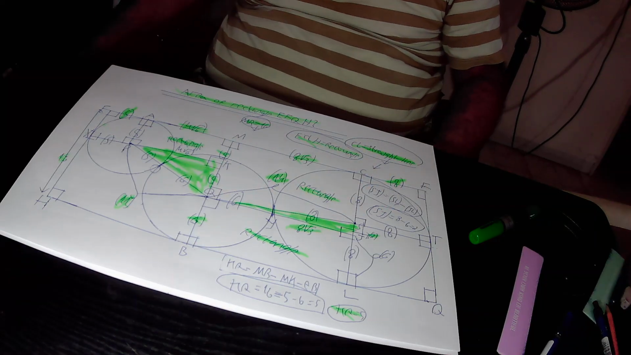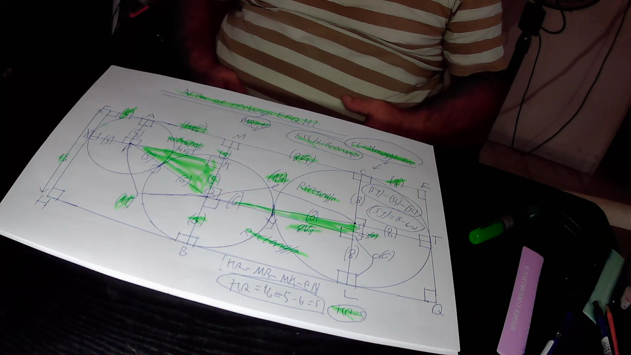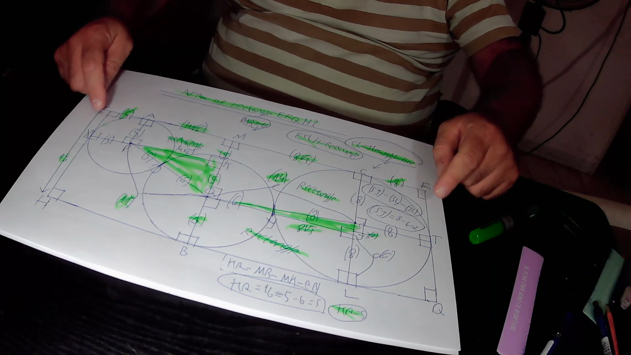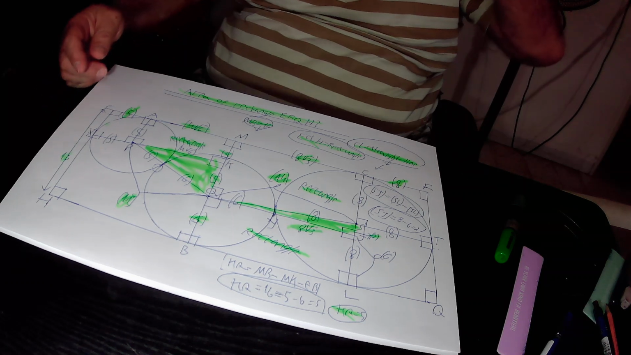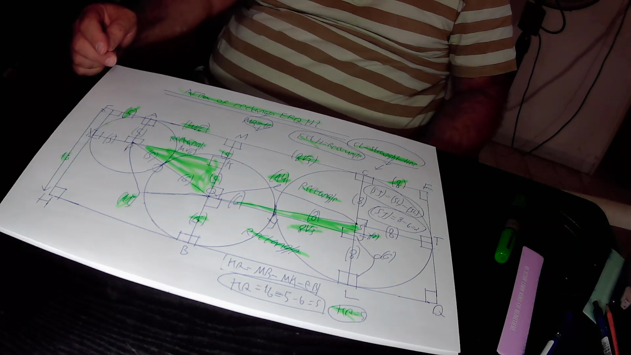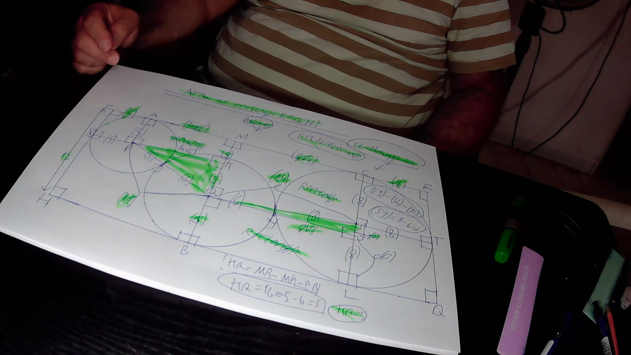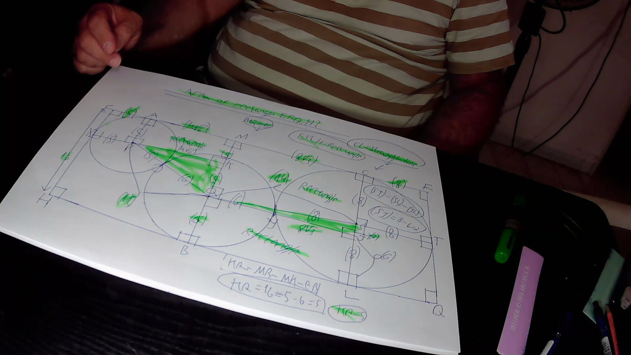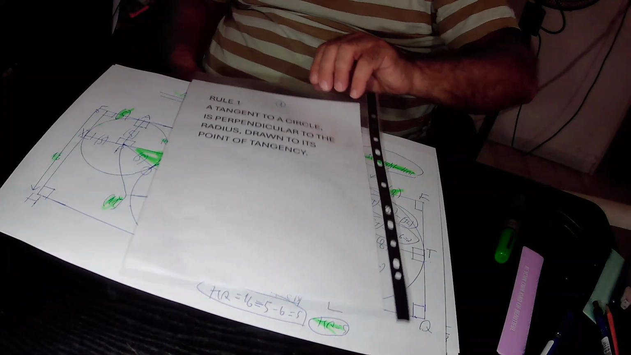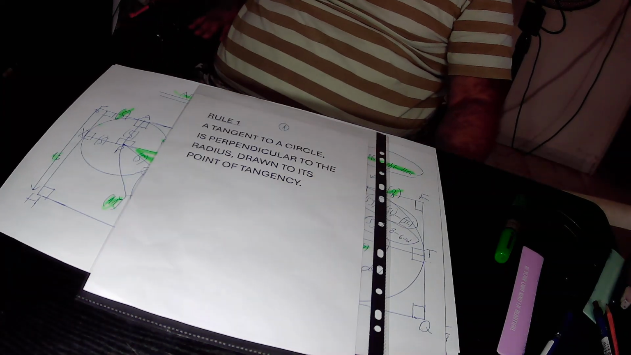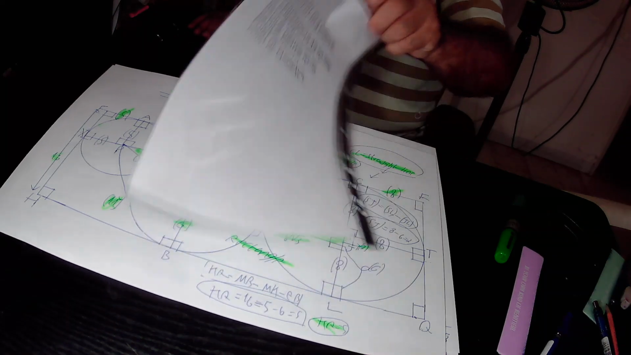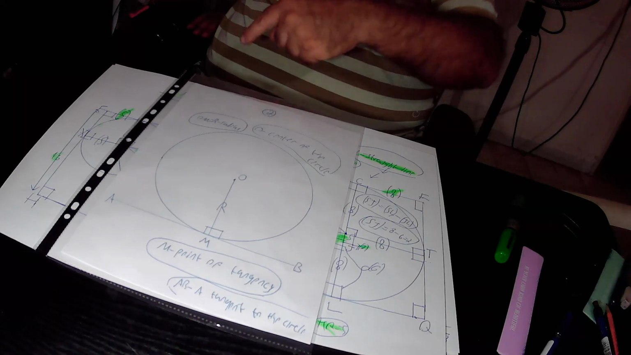First of all, we know that all the angles in a rectangle are right angles. So those 4 angles are all right angles. In the next step, we implement rule 1 in our drawing. According to rule 1, a tangent to a circle is perpendicular to the radius drawn to its point of tangency. So in the drawing we have a circle.